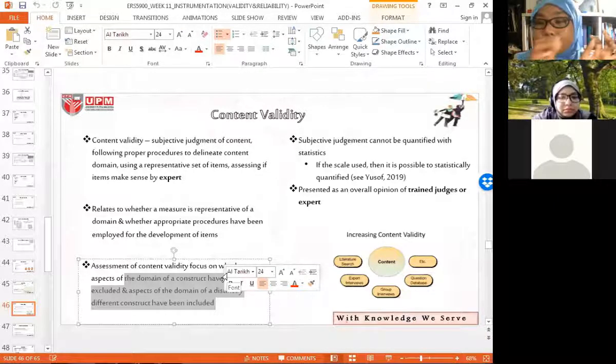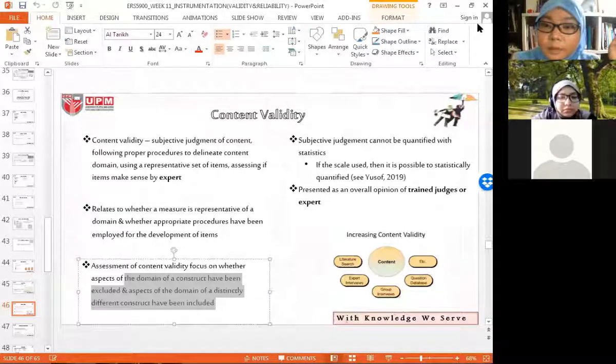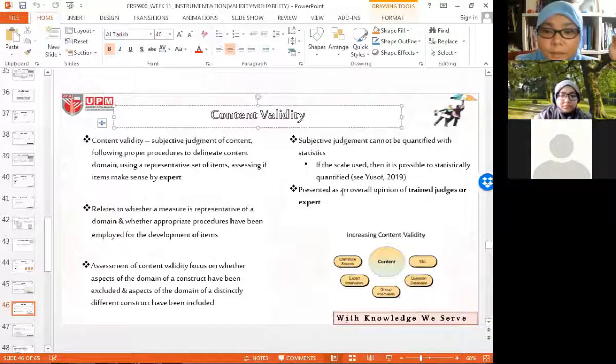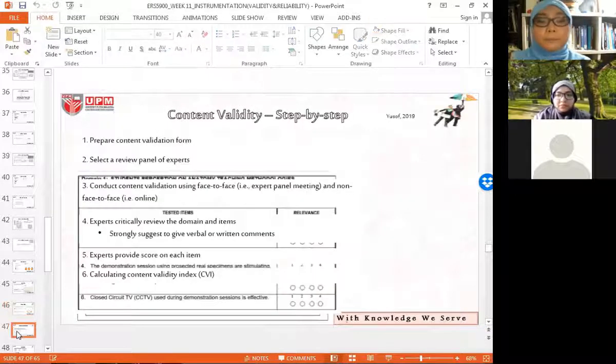So the subjective judgment cannot be quantified with statistics. The content validity ni related to subjective assessment of the instrument. Therefore it is not possible to quantify this content validity, and it is presented as an overall opinion of trained judges or experts. Ini dia punya proses content validity. Tak apa, yang penting you all tahu je apa maksud content validity.